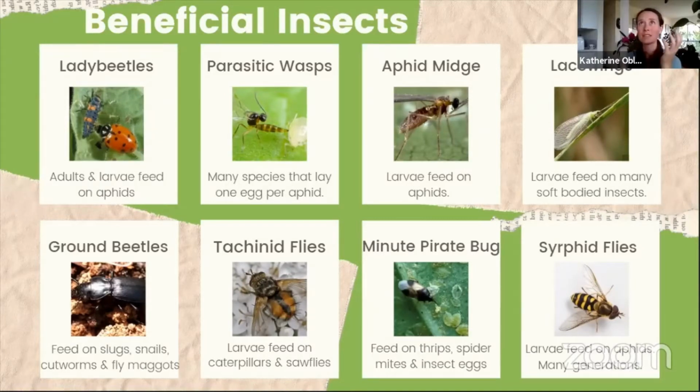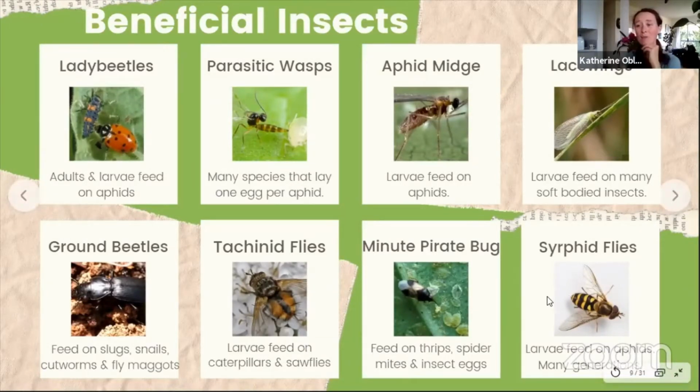it helps to understand that in the grand scheme of things, everything is beneficial. Like lady beetles need something to feed on. Parasitic wasps need something to lay their egg in. So it's all sustaining a system, but it's a matter of keeping the system in balance and in harmony.